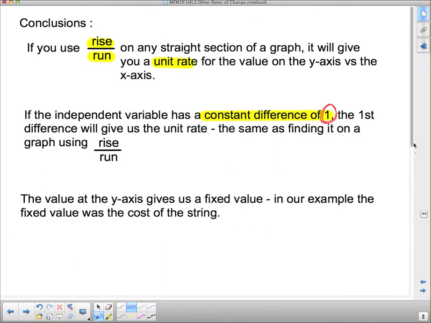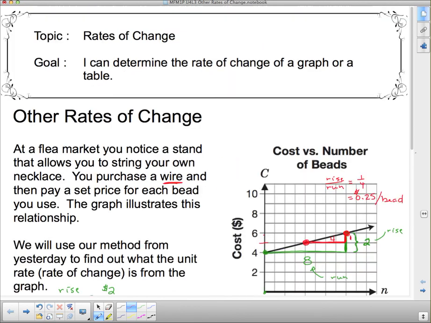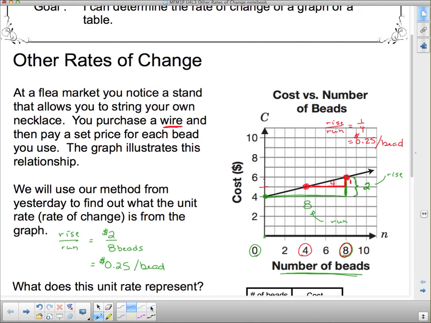And lastly, the value at the x-axis gives us a fixed value. So this thing here, in this case, our fixed value is the cost of the wire, something that doesn't change. The wire still costs $4. Whether I buy 5 beads or whether I buy 50 beads, this cost does not change according to the number of beads. So it's called a fixed cost. So I'll put that here and we'll call it the fixed cost, or more generically, fixed value, because we don't always talk about money when we're doing these things. So the fixed value is the part right on the y-axis. When this is zero, that gives us the fixed value.